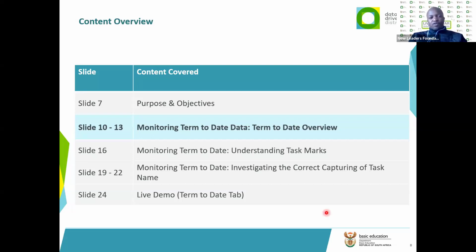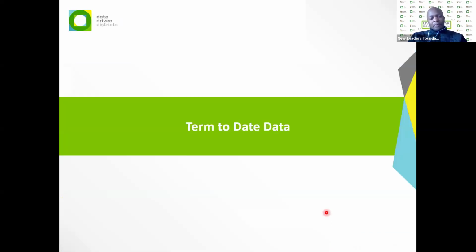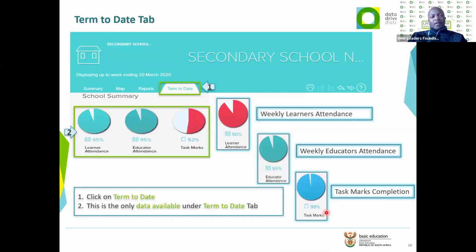We are now going to look into the term to date tab overview. When you log on to your school's dashboard landing page, you are going to land on a page that will have your school's name, the MIS number, and the term to date week ending. Then you'll have 4 tabs: the summary tab, the map, reports, and term to date. Remember, term to date is the one we'll be focusing on for today's session.